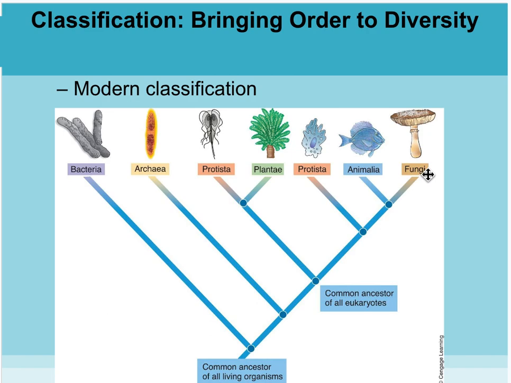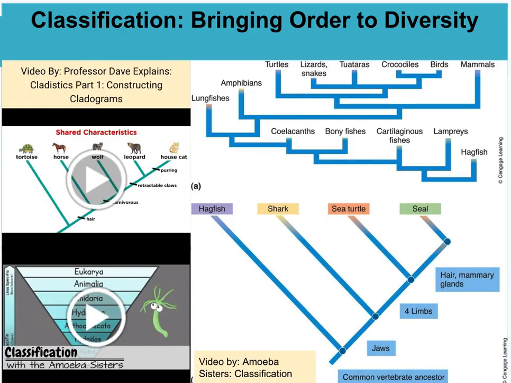You can also see when you look at these relationships how closely related some things are, like this protista and this plantae are very closely related, and then this plantae is less related to something way down the line like this bacteria, or up the line like the fungi. Here's two really good videos that explain this and go into more detail. One is a video by Professor Dave Explains, Cladistics Part 1, Constructing Cladograms. And then here's another one, if you liked their other videos, by the Amoeba Sisters on classifications.